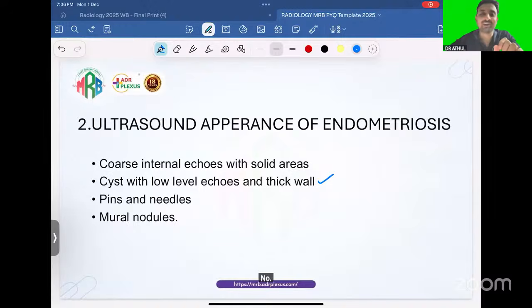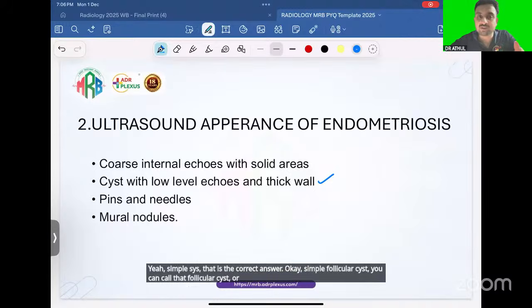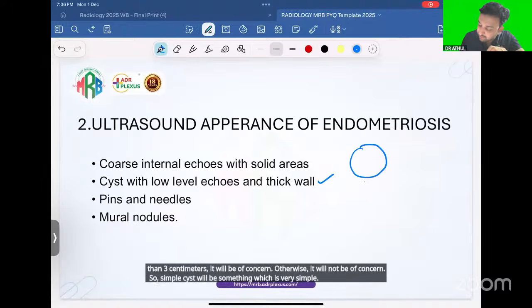No, not dermoid. Dermoid is not that common, but something very simple. Yeah, simple cyst. That is the correct answer. Okay, simple cyst, simple follicular cyst, you can call that. Follicular cyst or simple cyst is the most common cyst that everyone will usually have. Usually it will rupture. Only if it is more than 3 centimeters, it will be of concern. Otherwise, it will not be of concern. So a simple cyst will be something which is very simple. It is only filled with fluid.